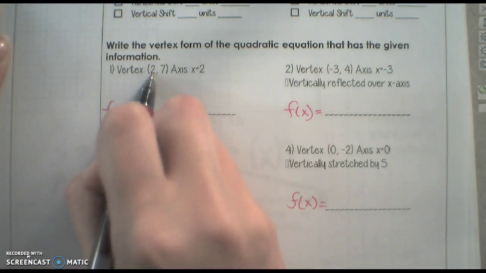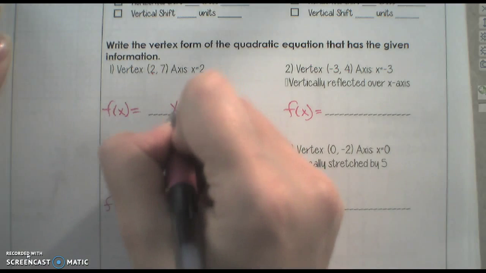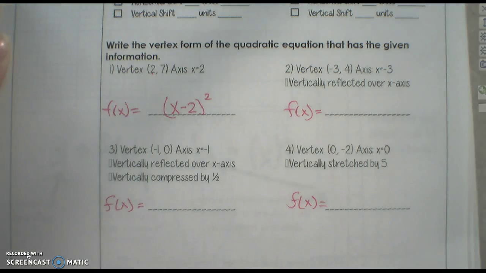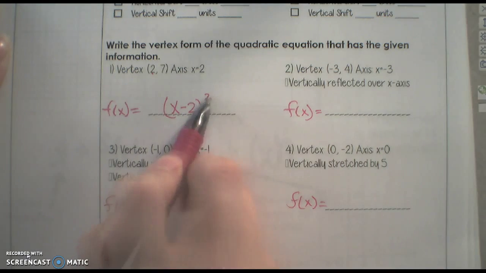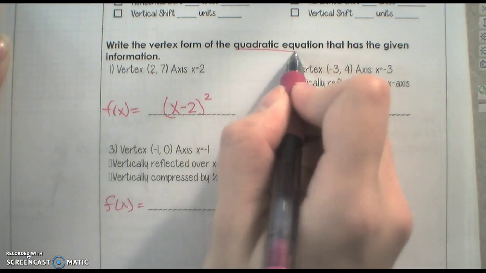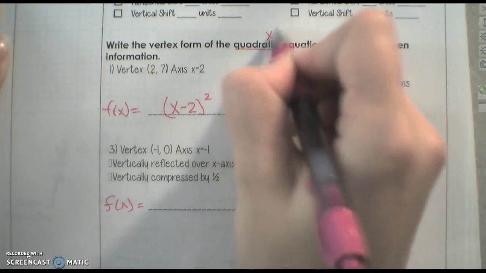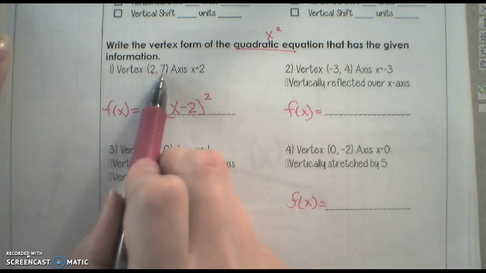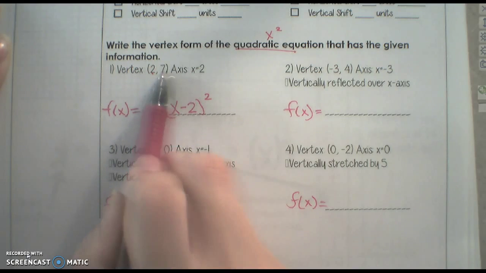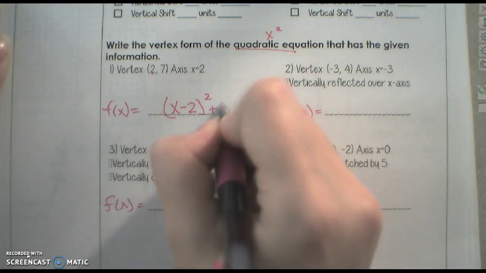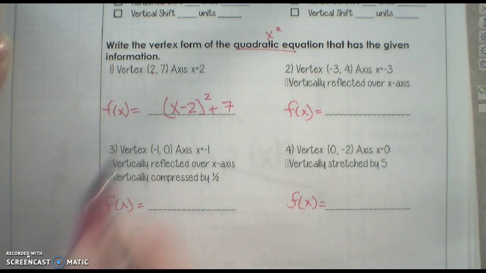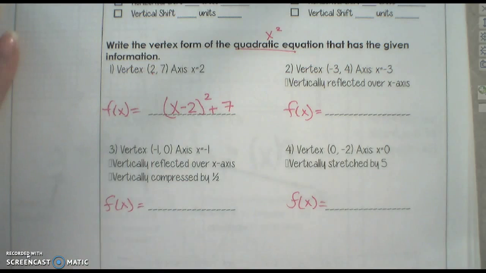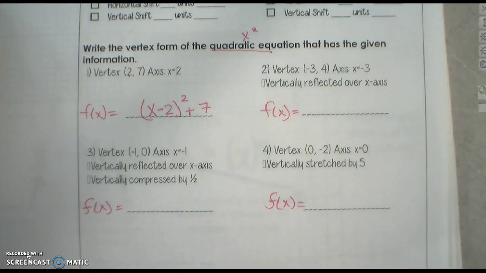So this goes inside, and we want to make it opposite. So it should be x minus 2. Don't forget your squared because we're talking about quadratic equations, and we know that those are squared. The next thing we want is a 7 out behind there, and it should be a plus 7 because we keep that same sign. And there's no transformations to make it a reflection or a stretch or compression. So we are done. Take a look at another one.